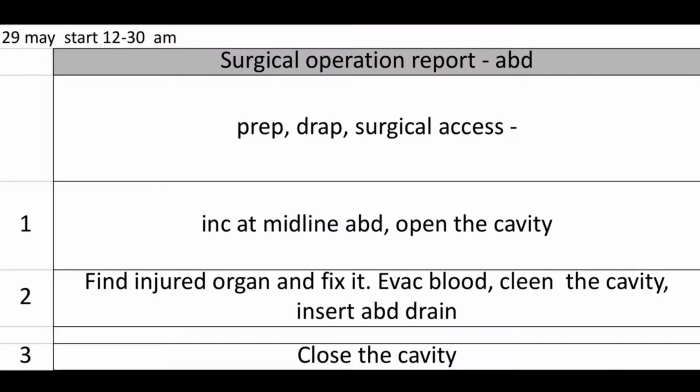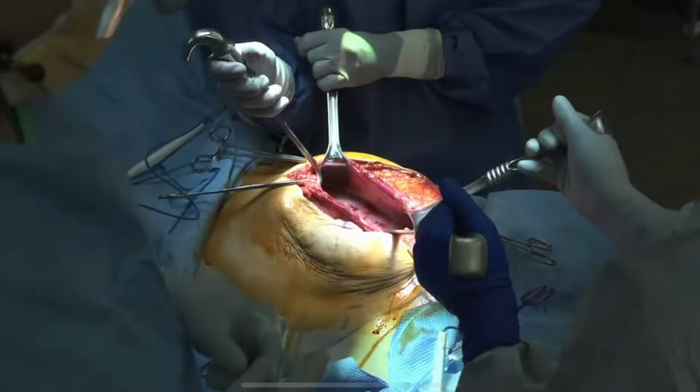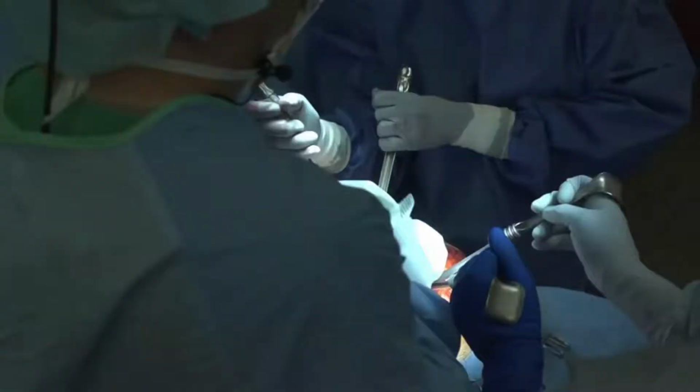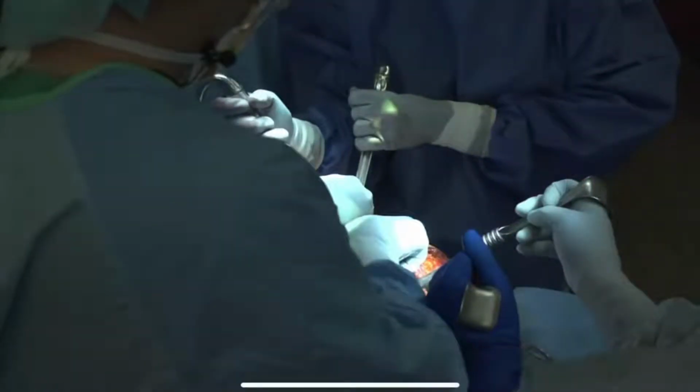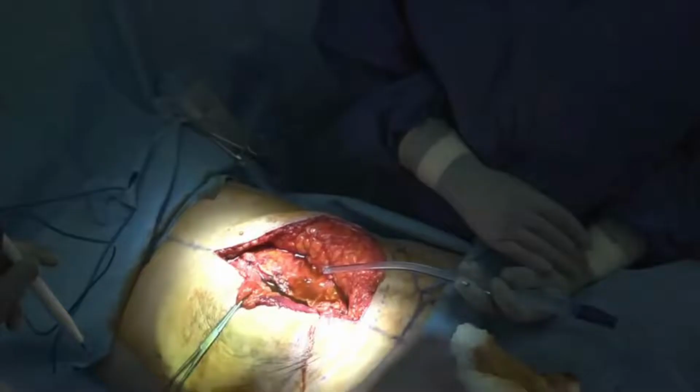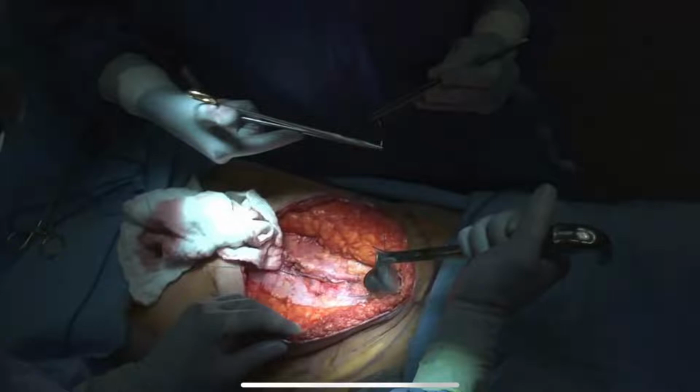For the surgical operation report on the abdomen, first we will prep, drape, and establish surgical access, and then we will do an incision at the midline abdomen, and then we will open the cavity. We will find the injured organ and fix it, and then we will evacuate the blood, clean the cavity and insert an abdominal drain, and then we will close the cavity.